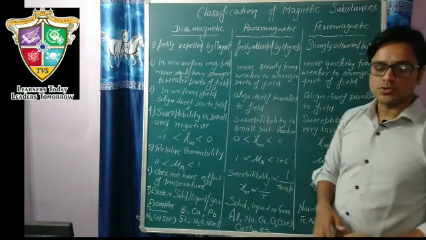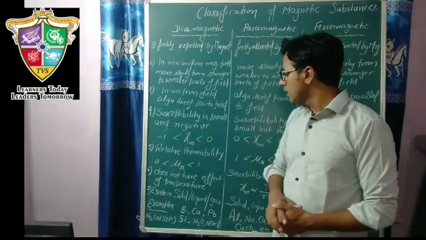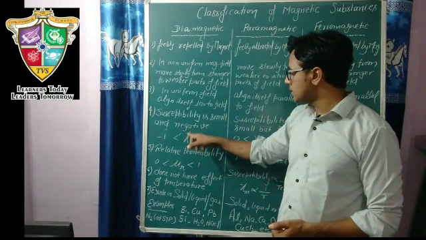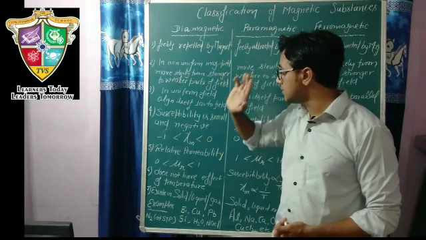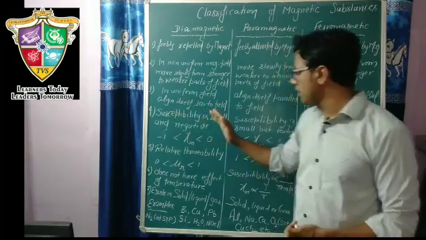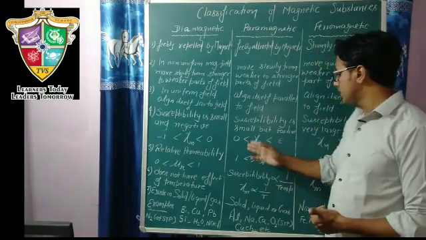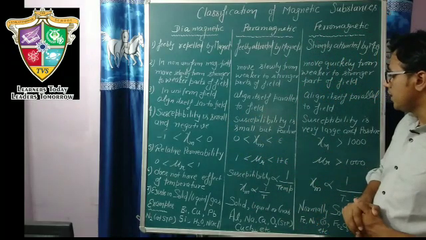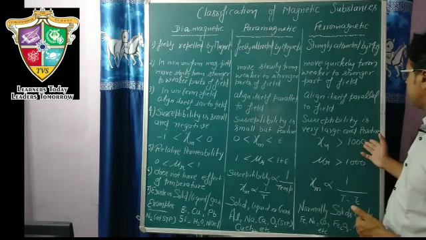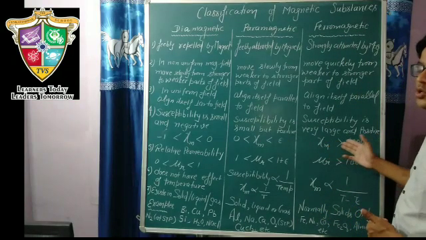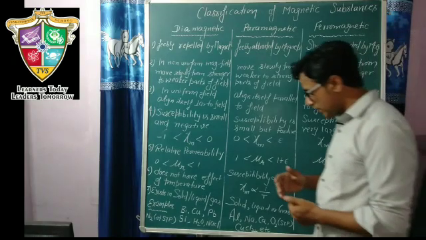In electric field we also studied electrical susceptibility. This is magnetic susceptibility, denoted by chi m, and the susceptibility of diamagnetic substance is small and negative, and in case of paramagnetic it is small but positive. It is greater than 0 by a small number epsilon. And in case of ferromagnetic, its value is very large, greater than 1000.